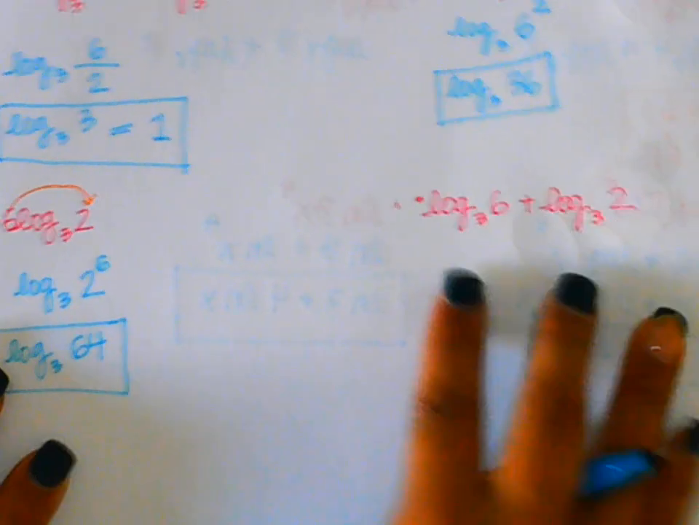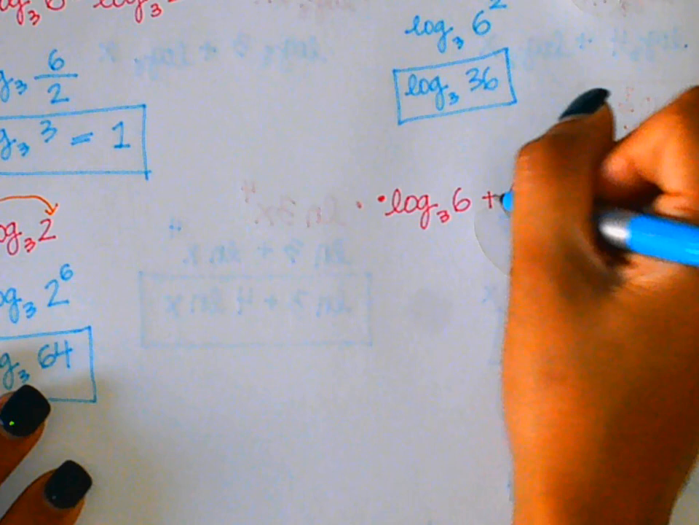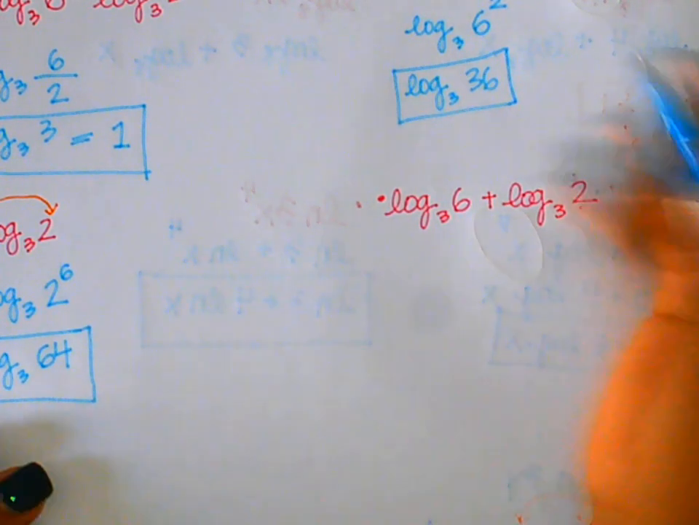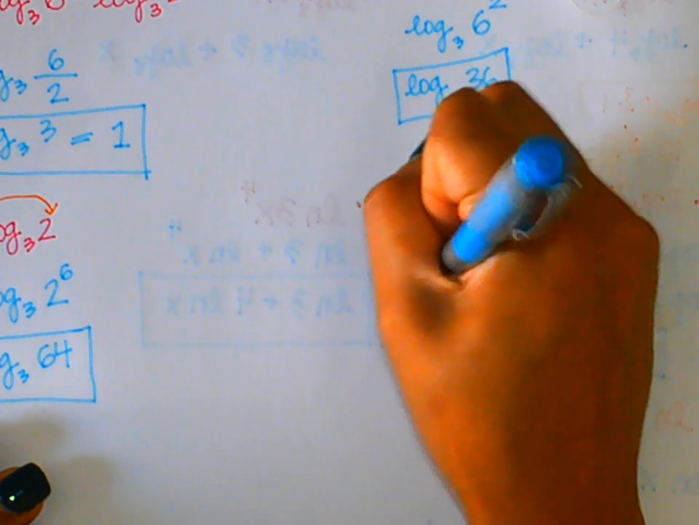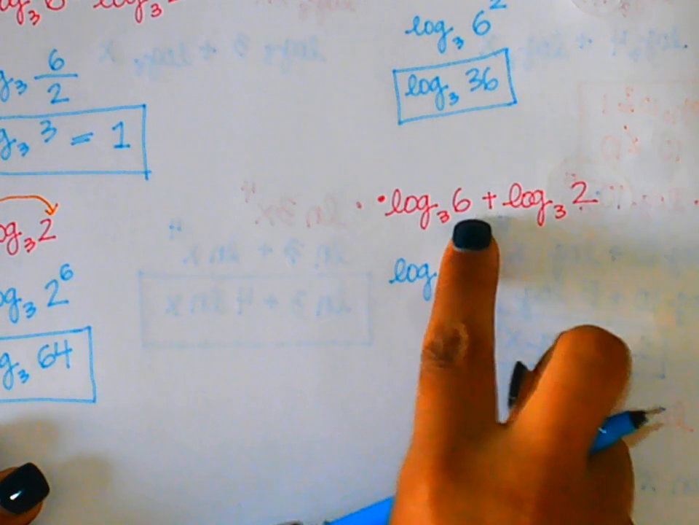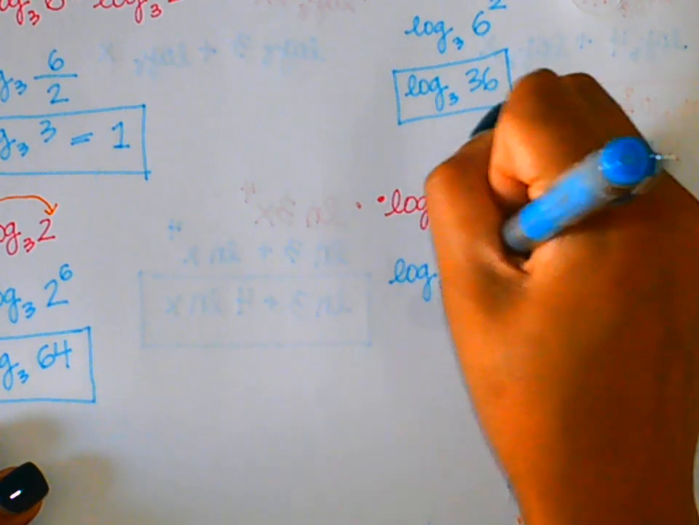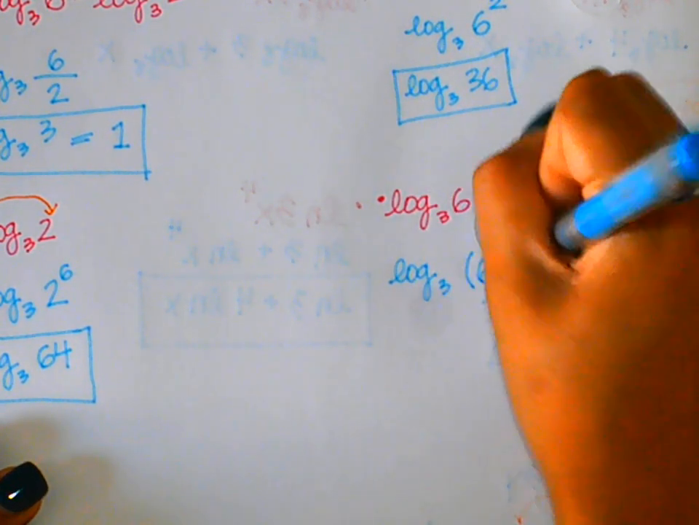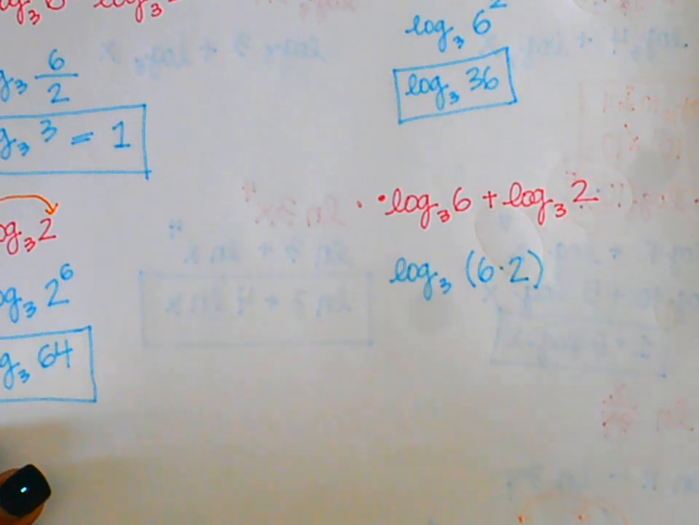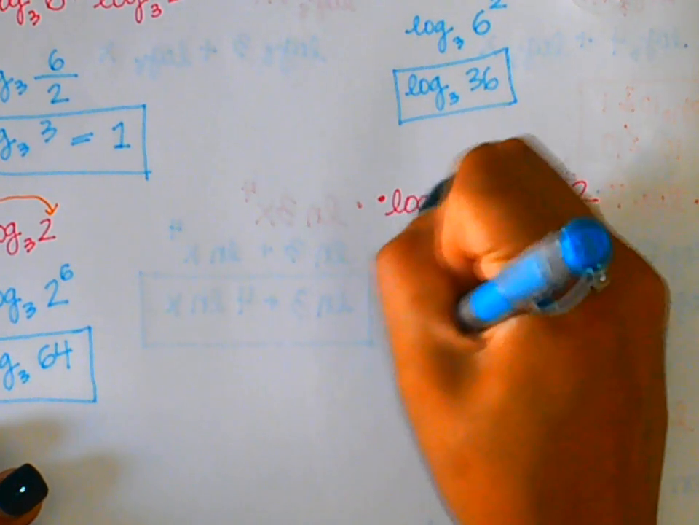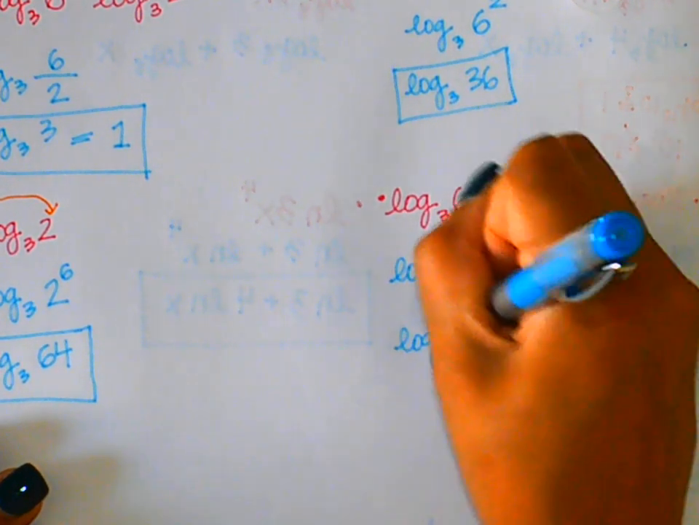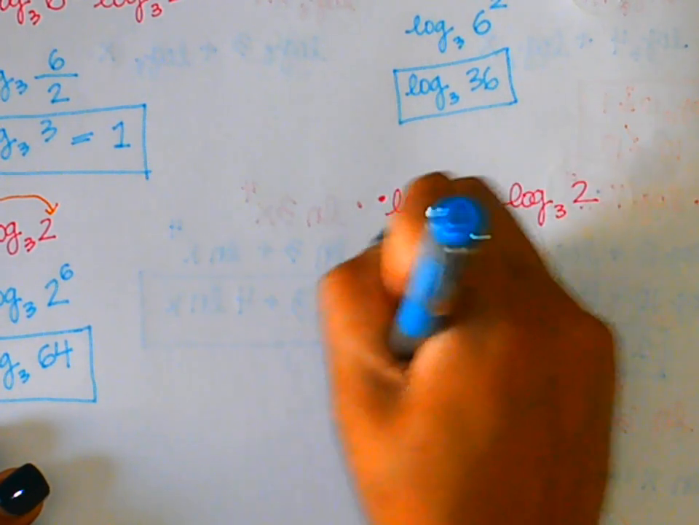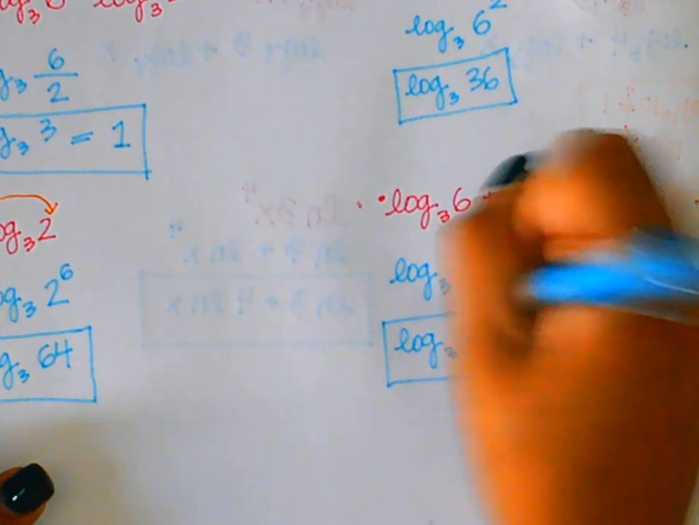And then for the last one, so this one is addition. I know I'm going to be multiplying something. So I'm going to bring my log base 3. And I'm going to be multiplying the 6 and the 2. So in parentheses here, just so I know it's a separate operation, I'm going to do 6 times 2. Well, 6 times 2 gives me 12. Therefore, that becomes my answer.